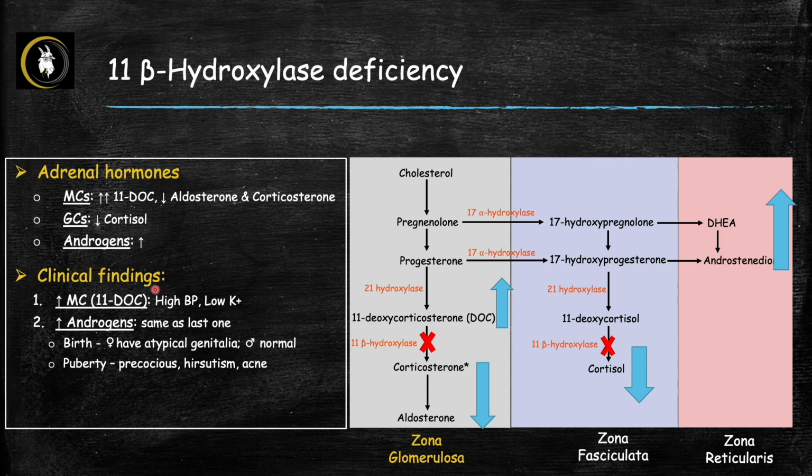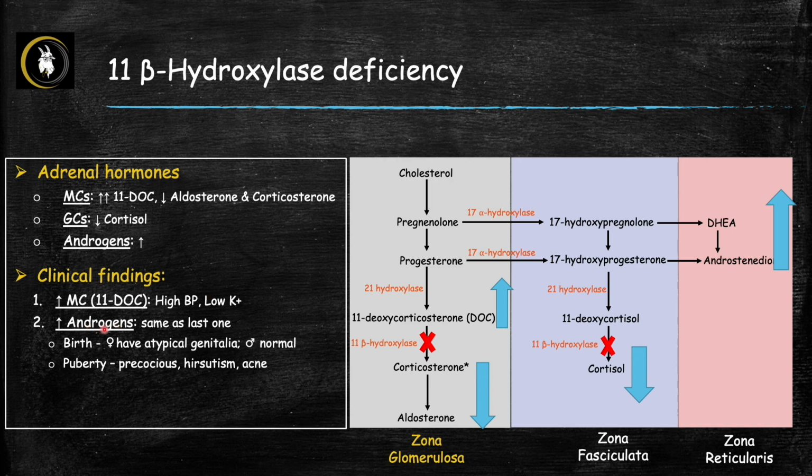So the clinical findings here are you're going to have high levels of mineralocorticoids due to the high levels of 11-DOC. So the findings are going to be the opposite of what we saw with the classic 21-hydroxylase deficiency, which was the last case. So here blood pressure is going to be high and serum potassium is going to be low due to the high mineralocorticoid activity. So this is the key way that you can distinguish this one from 21-hydroxylase deficiency.